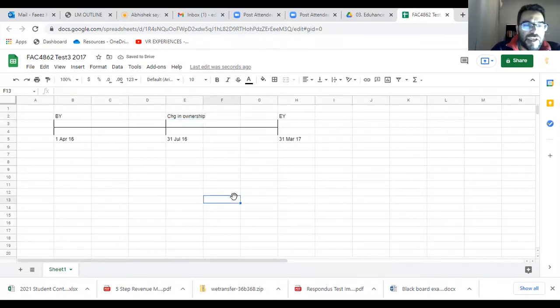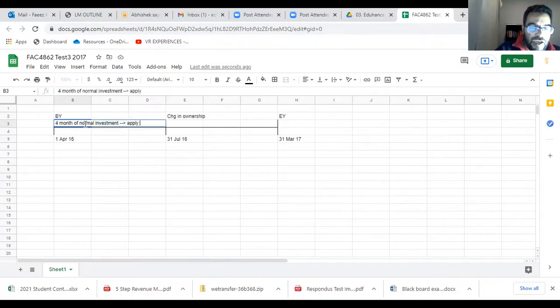So from the beginning of the year up until the end of the year, here we have 4 months of normal investment. Therefore apply IFRS 9. Over here, 8 months of control. Therefore, what do we do? Apply consolidation.